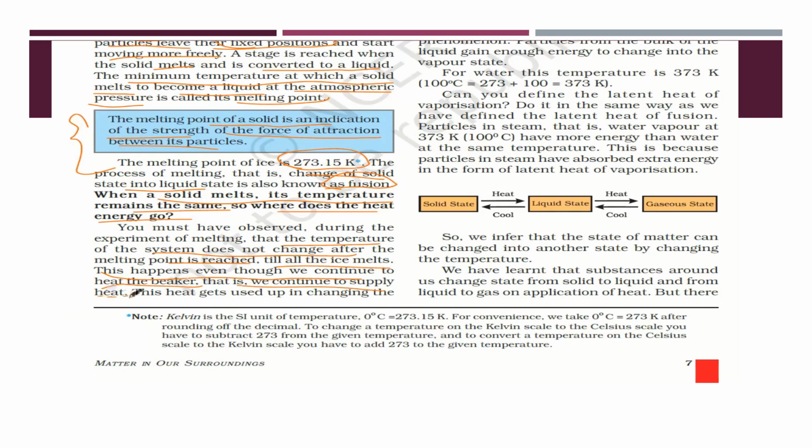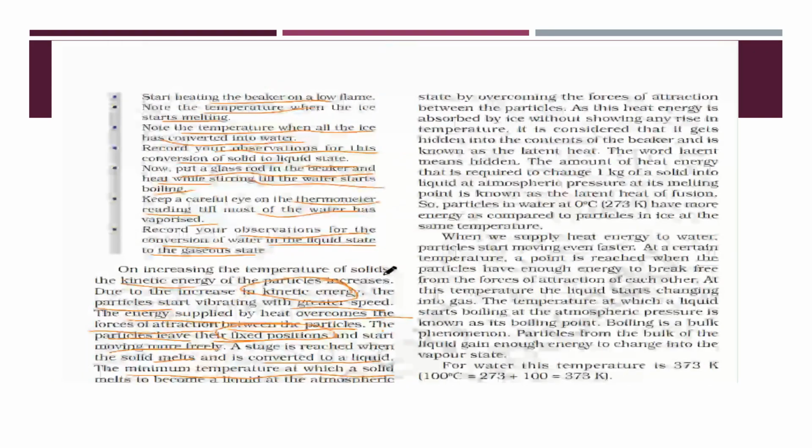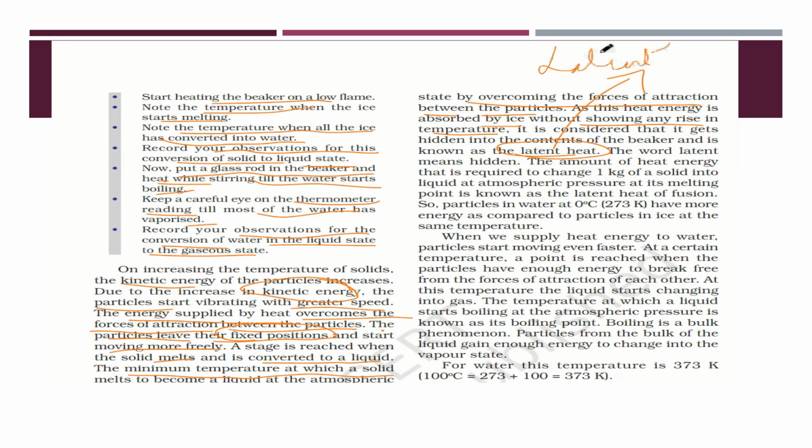We continue to supply heat, and this heat gets used in changing the state by overcoming the forces of attraction between the particles. So what is this heat called? This heat energy absorbed by the ice without showing any rise in temperature is considered as latent heat. In the next slide we will study in detail what latent heat is. It is the heat energy absorbed by ice without showing any rise in temperature, and it is considered to get hidden into the contents of the beaker and is known as latent heat.